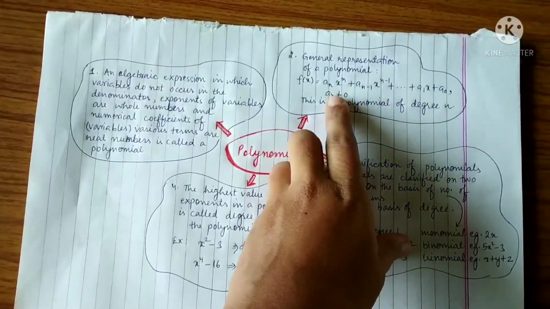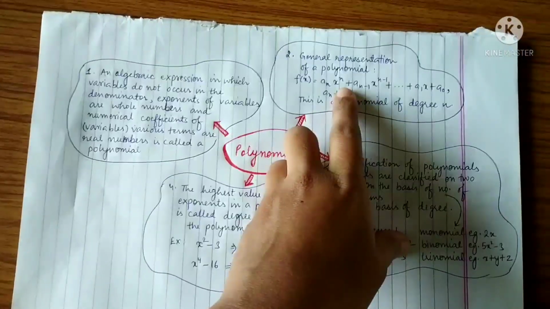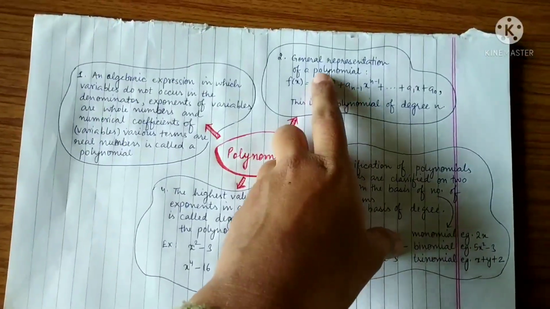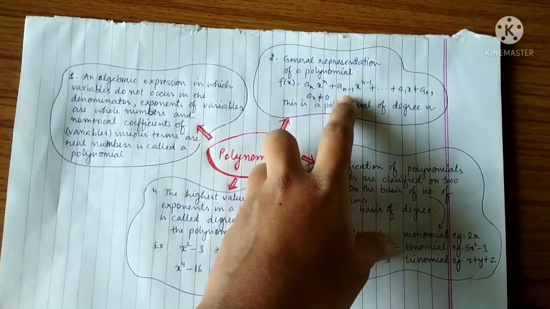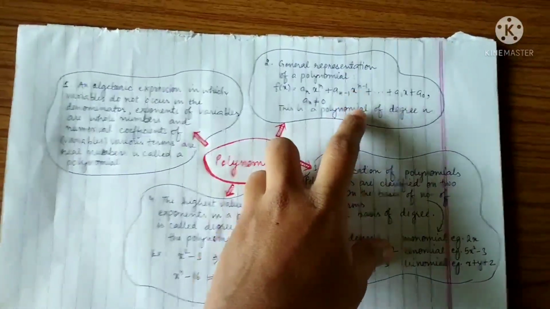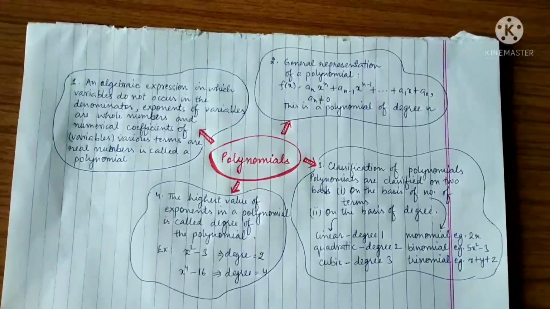If an is going to be 0, then the coefficient of x to the power n will be 0 and this whole term will go to 0. So it will remain a polynomial of degree n minus 1. This is the general representation of a polynomial of degree n.